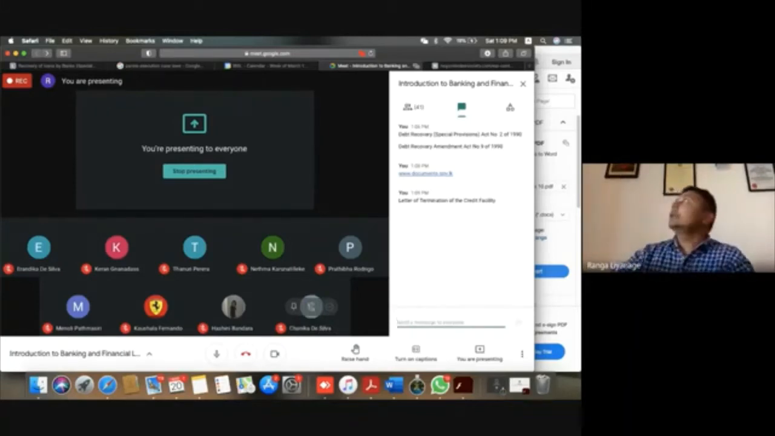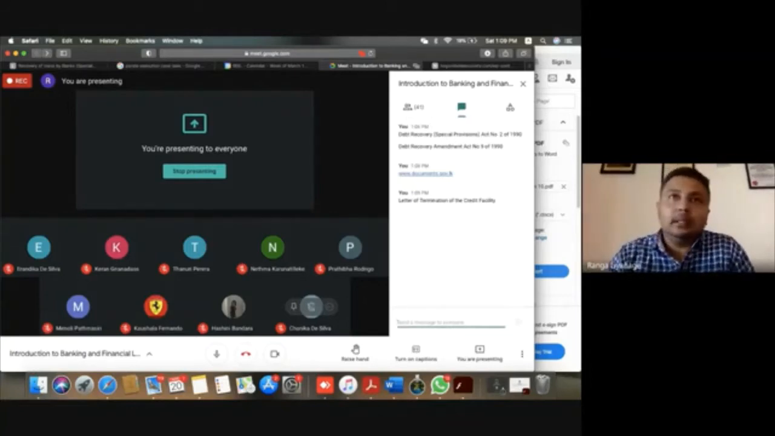Once that is sent, if the customer still doesn't respond to this, what the bank will do is, through their lawyers, send the customer what you call a letter of demand. In Sinhala we call it a letter of demand, right? Letter of demand, demanding the sum of money which the customer has defaulted on the loan plus interest plus any other bank charges, right?